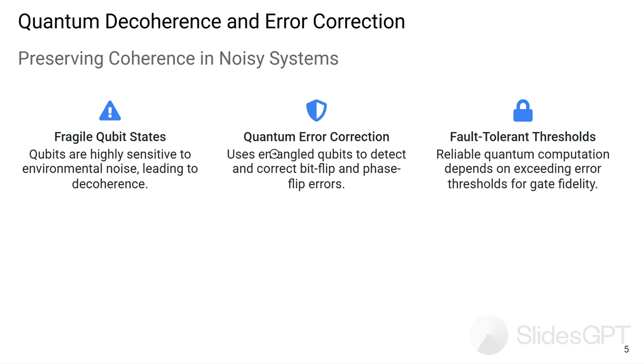However, qubits are fragile. Decoherence occurs when quantum information is lost to the environment, ruining computations. To fight this, we use quantum error correction. Instead of one physical qubit, we encode information across multiple qubits to detect and correct errors without destroying the quantum state. This is essential for building reliable quantum systems.